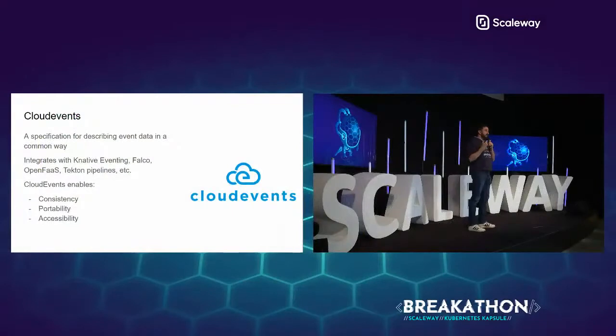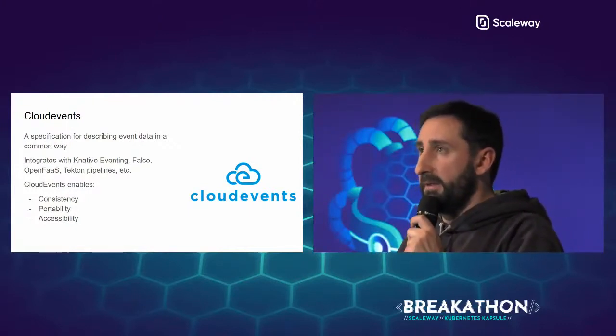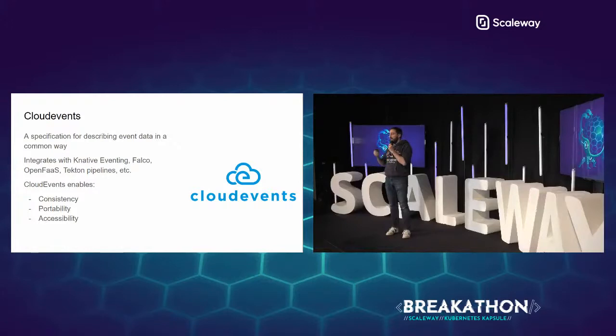The second part of eventing in kNative is based on cloud events. So what is cloud events? Cloud events is an attempt to have like industrialization of lots of events, and normally we have a normalization of events based on cloud events. It's a specification for describing event data in a common way. It integrates with kNative eventing, of course, Falco, which is security runtime on top of Kubernetes, OpenFaaS, Tekton pipelines, etc. Like in cloud events, we have lots and lots and lots of events we can treat and you can consume.